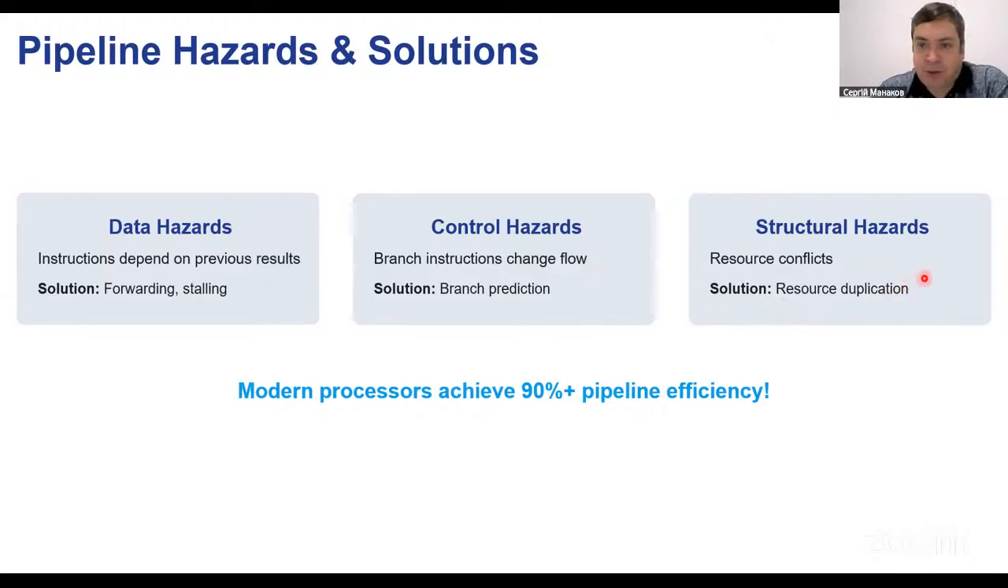And for structural hazards, we may have some resource conflicts, and we can use resource duplication. And for modern processors, over 90% pipeline efficiency is achieved.